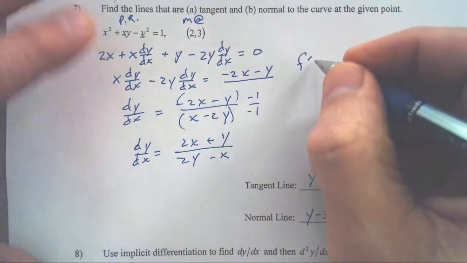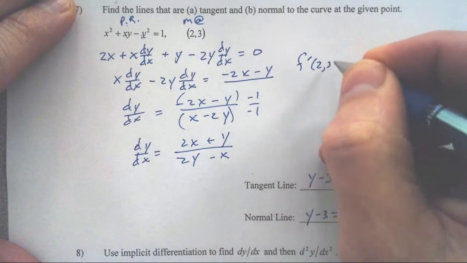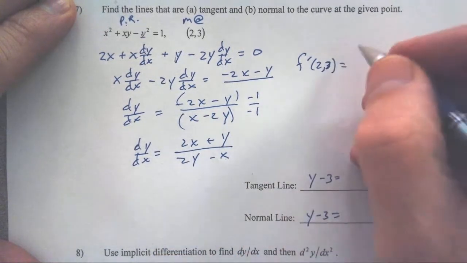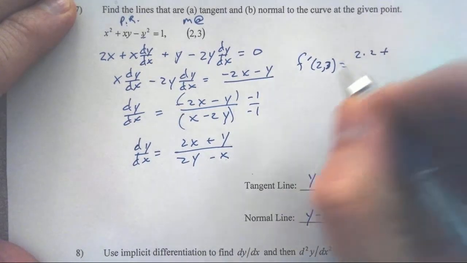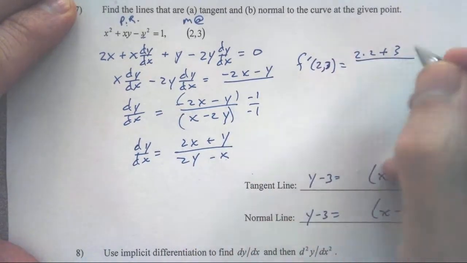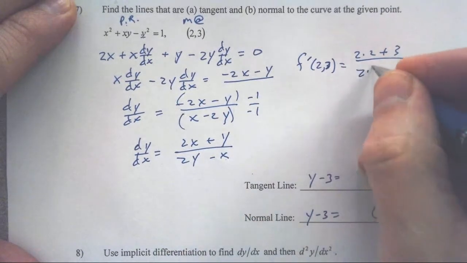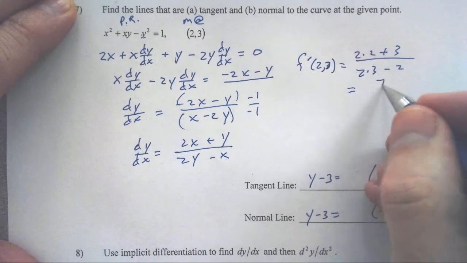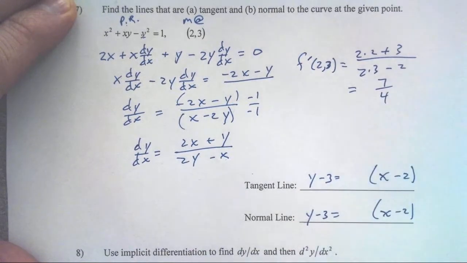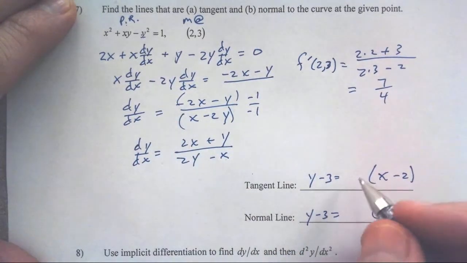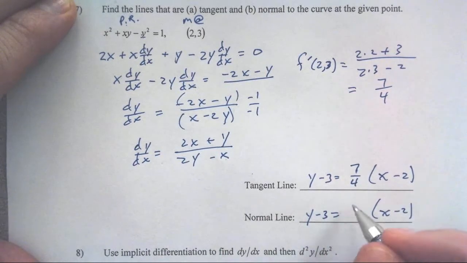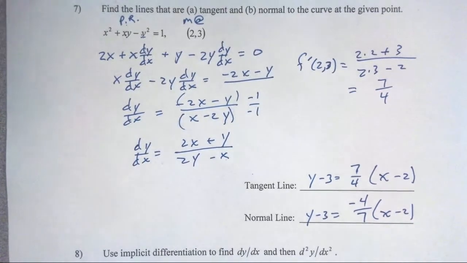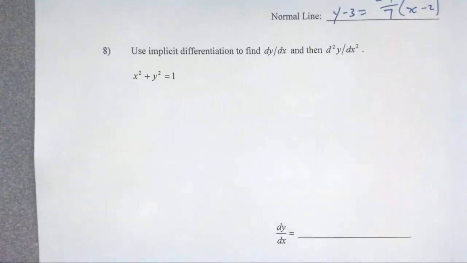So I'm going to call it f prime of 2, 3, carefully substituting. I put 2 in for x, plus I put 3 in for y, 3 in for y, 2 in for x, and I get 4 and 3, 7, 6 minus 2, 4. There's my slope at that point. So my tangent line slope is 7/4, and my normal line slope is negative 4/7. Okay, not too bad. Implicit differentiation.